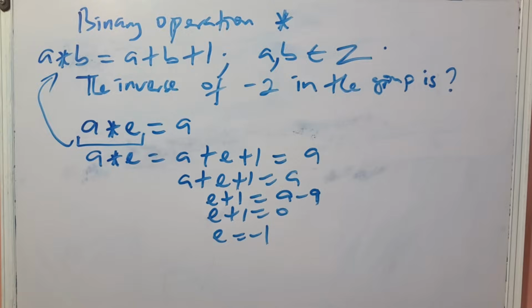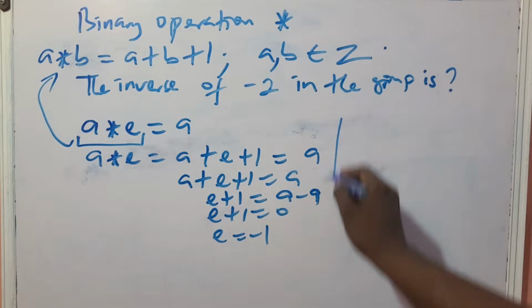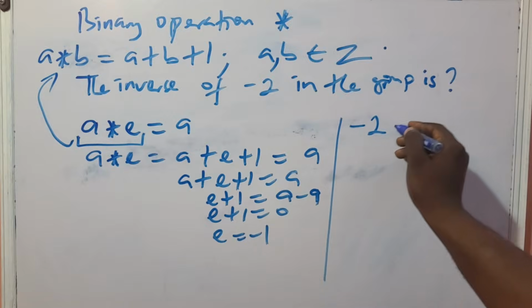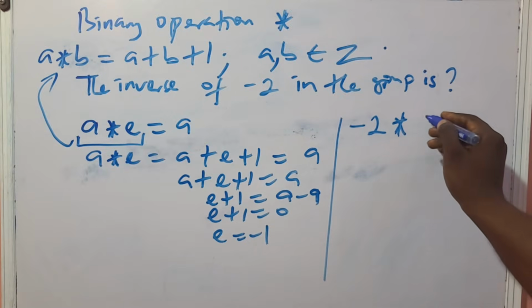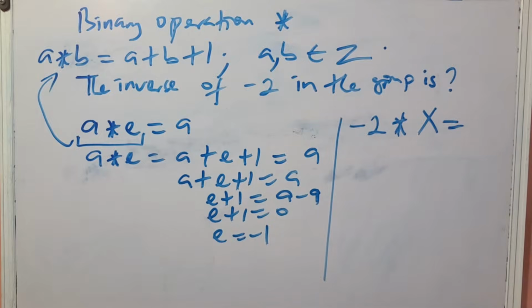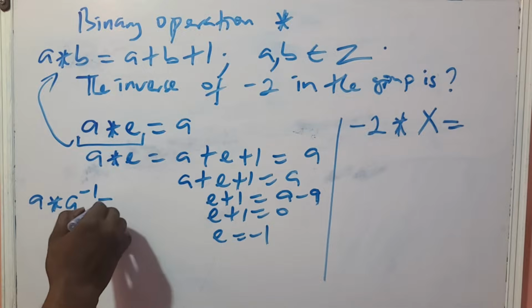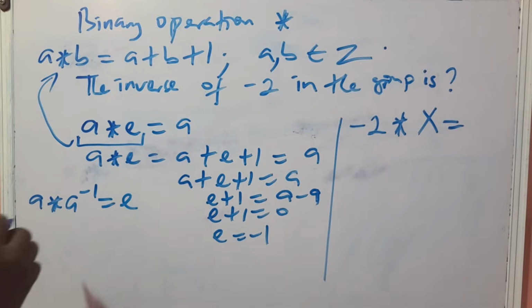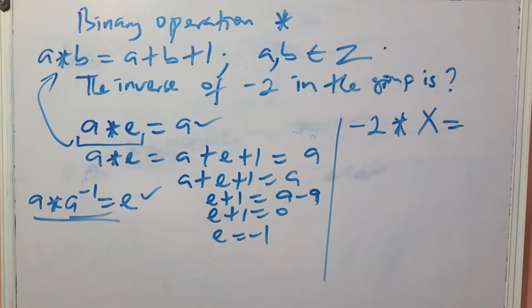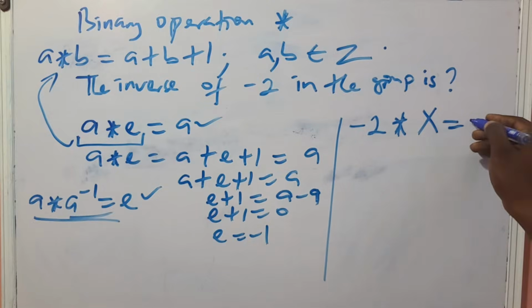Now, I'm told to find the inverse of minus 2. That means I'm interested in saying minus 2 star its inverse, let's call it x again, should be equal to the identity element. Don't forget this relationship: any element star its inverse should be equal to the identity element. That's the second rule, and I'm using it now. So minus 2 star x should be equal to the identity element, minus 1.